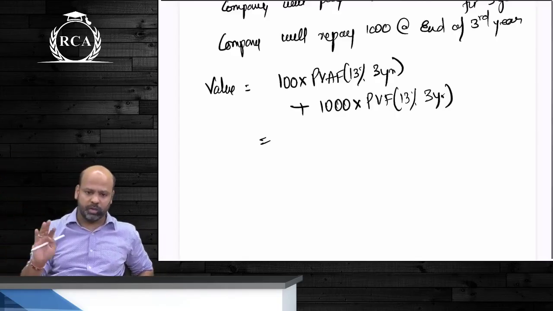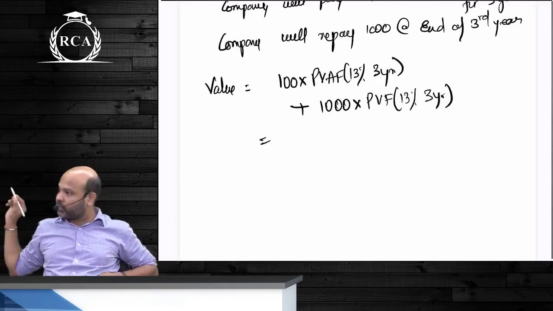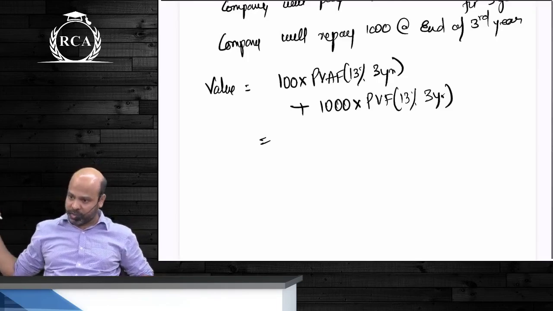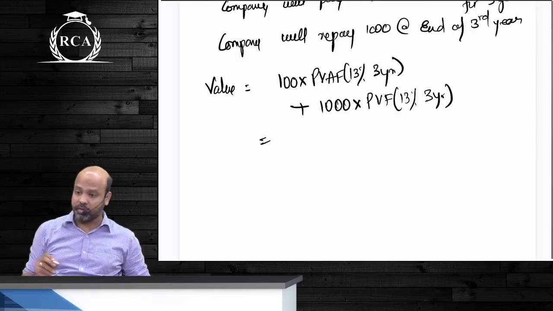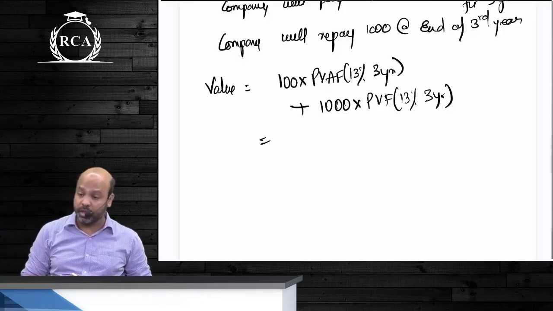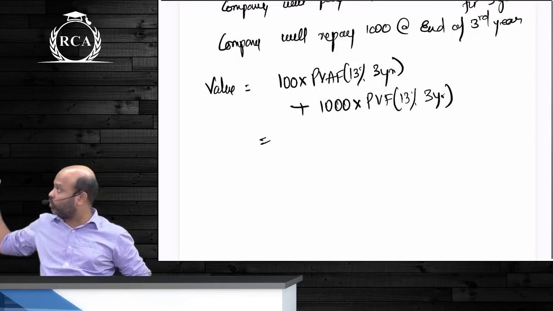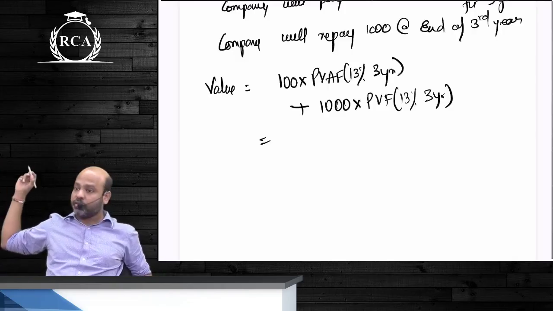I have taught that there also. 100 rupees is the amount of cash flow that you're going to receive, beta, every year for the next 3 years, and 1000 rupees at the end of third year. Are you understanding or not? You'll have to discount that 100 rupees separately for 3 years. You have to discount that 1000 rupees.